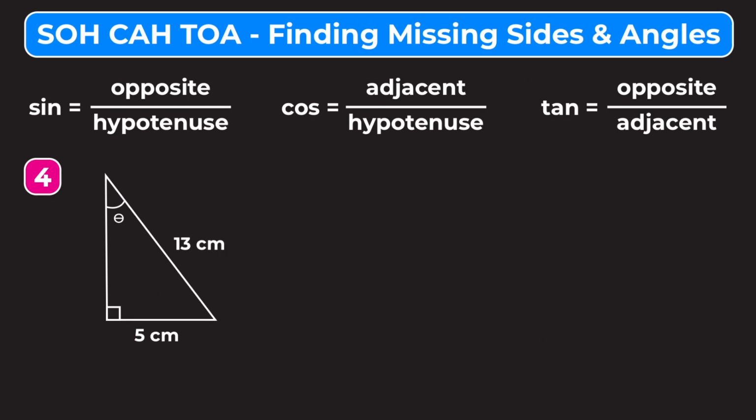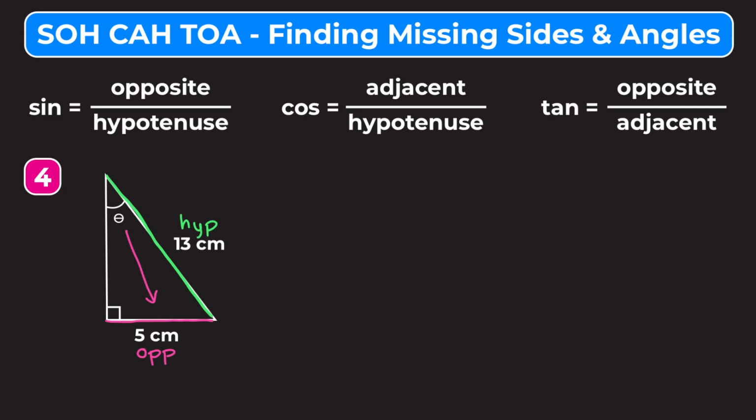Let's go through one more example. So for this last example, I encourage you guys to pause the video and try it on your own, and then you can watch me work through it to make sure that you've solved it correctly. So again, in this example, we're solving for an angle, and we are given 2 of the sides. So this side labeled 5 centimeters is across from theta, so this is our opposite side. And the side labeled 13 centimeters is across from the 90-degree angle, so this is our hypotenuse.